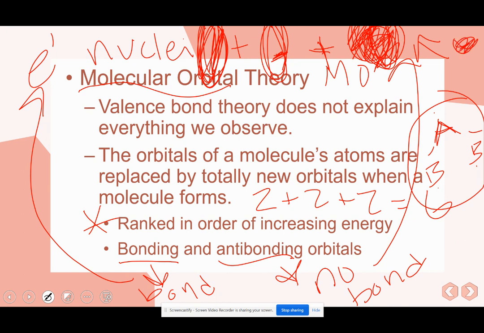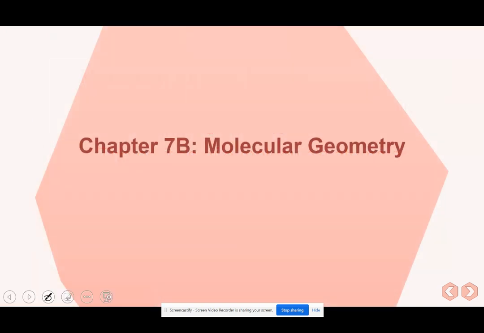There's no two atoms coming together because these anti-bonding orbitals are, one, very high in energy, and two, they are located outside of the nuclei. That is not going to allow a bond to form. So a bonding orbital needs to be in between the nuclei. That way the electrostatic force is going to keep those atoms together.